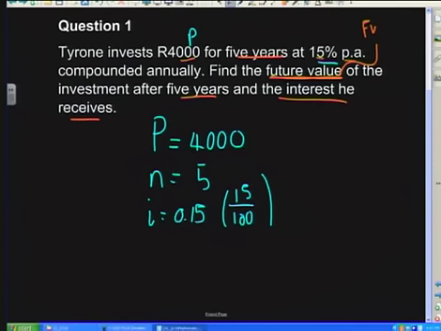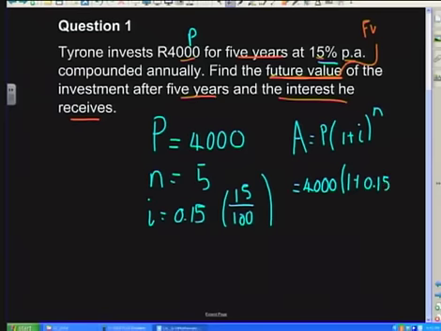All right. So we're going to use our compound interest formula. A is equal to P times 1 plus I to the power of N. Your N, your number of years, is an exponent. We simply plug in our initial amount, which is 4,000, times 1 plus I, being your interest rate, which is 0.15, and we're going to grow all of that for 5 years. So N is 5.